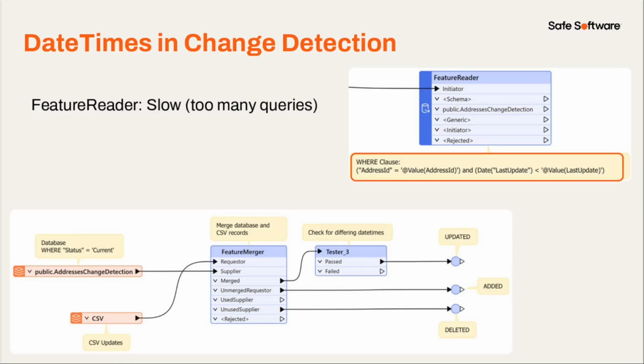So here we have the feature reader, which will perform many queries, which I'll show later in a demo. And then we have an alternative method here, which is by using the where clause when reading in data, and then using a feature merger as our comparison tool to be able to determine what features have been added, deleted, or updated.